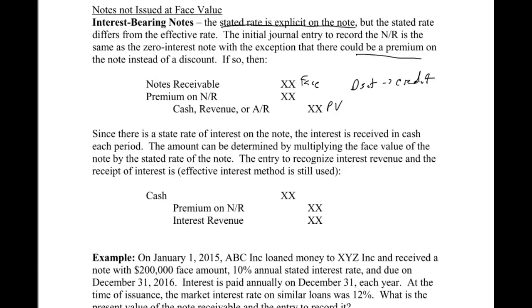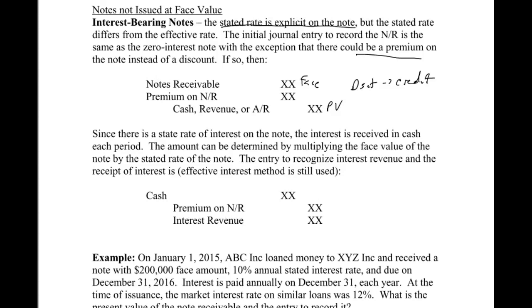Make sure you note the similarities, because sometimes that's where students get confused. There's a lot of similarities, and so they end up doing the wrong problem. They'll end up doing interest bearing note journal entries when it's a non-interest bearing note, because as we move forward, we'll see that things change just a little bit.